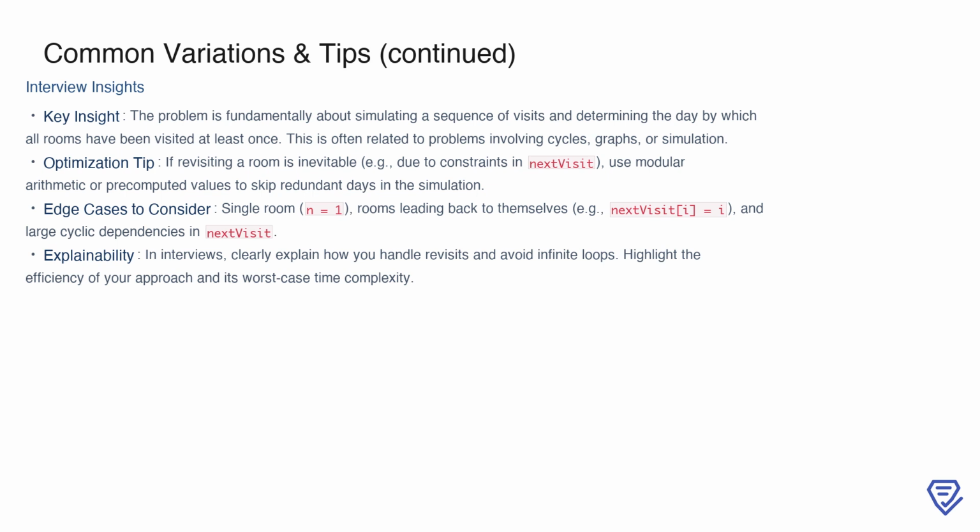Scenarios like having only one room, n equals 1, rooms that lead back to themselves, next visit[i] equals i, or large cyclic dependencies in next visit should all be handled gracefully. During interviews, clarity is important. Be sure to explain how you handle revisits and avoid infinite loops, emphasizing the efficiency of your approach. Also, highlight the worst-case time complexity of your solution and how it handles large inputs effectively.